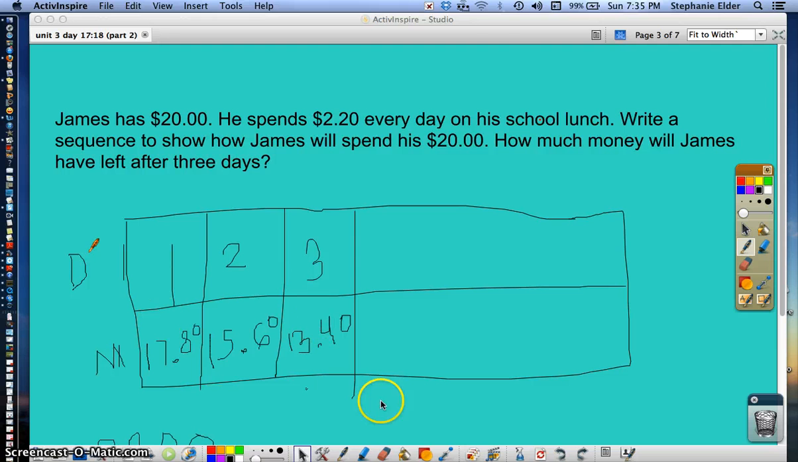days. So in this case, they've given us the pattern. It is subtract $2.20. That's the pattern. Sometimes they don't give you the pattern. They just give you both variables, and you have to figure out the pattern.